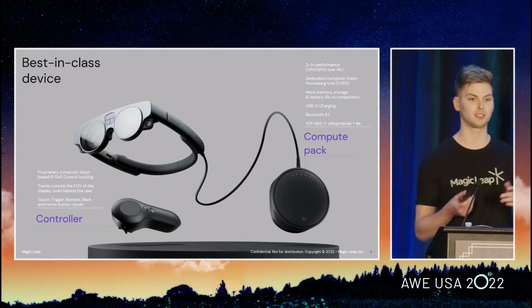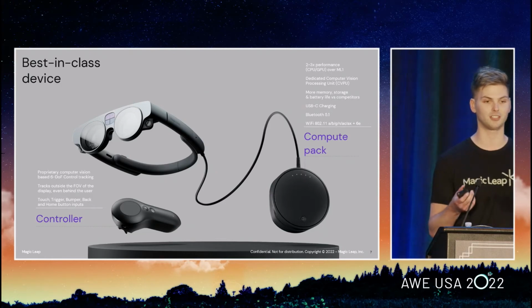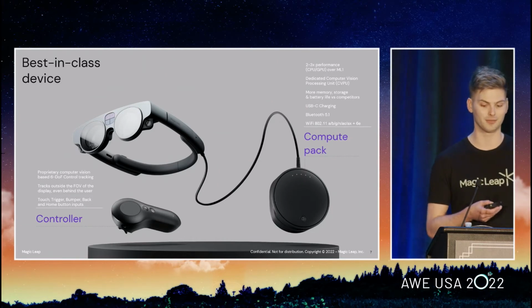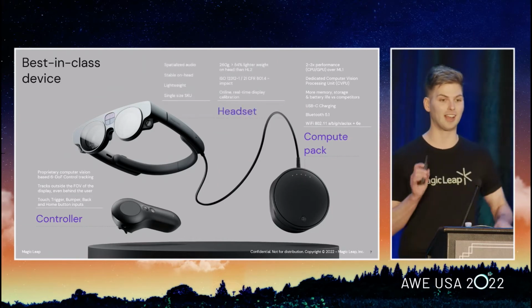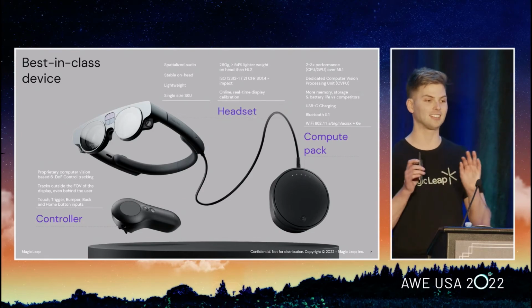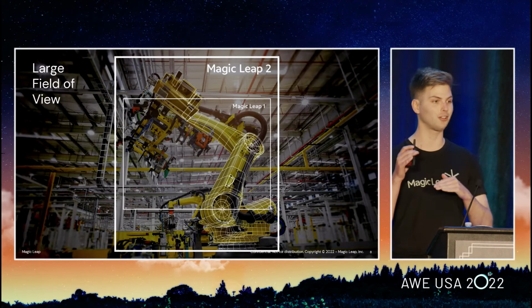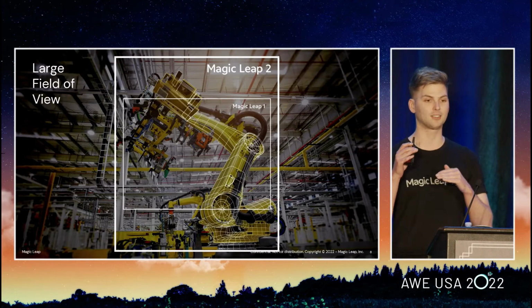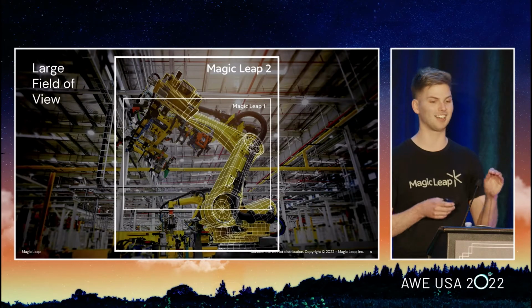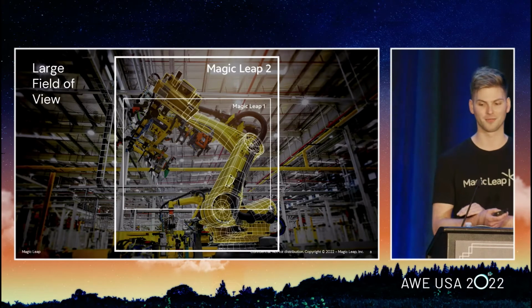Then we have our controller. Our controller uses a proprietary computer vision technology to maintain accurate tracking even when it's outside of the field of view, even when it's behind the user. And then we have our headset that has the advanced AR optics that allow us to have twice the field of view of the Magic Leap 1, as well as being 20% lighter and 50% smaller.